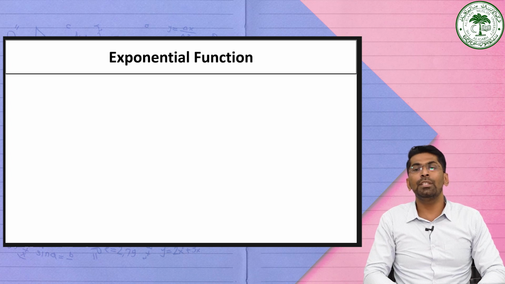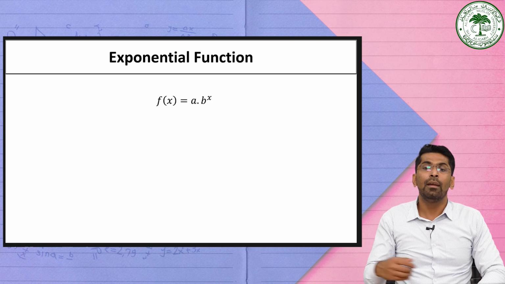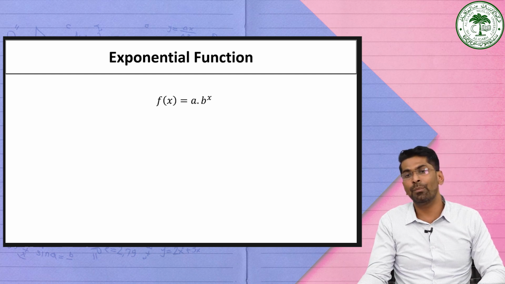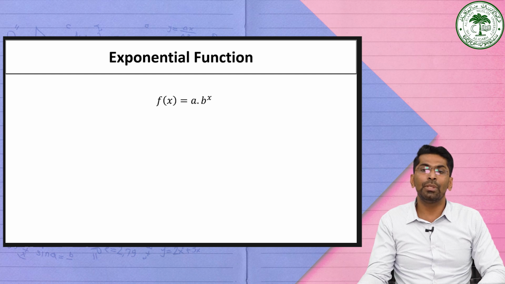An exponential function f of x is equal to a into b raised to the power x. Here f of x is the output or dependent variable, and x is the input. A is the constant coefficient and b is the base of the exponential function. The base b is a positive constant, different from 1.